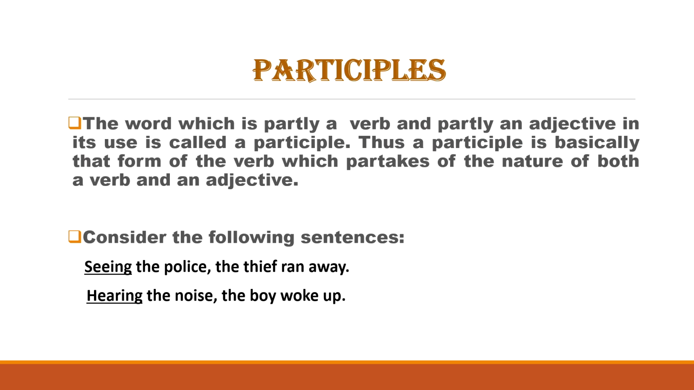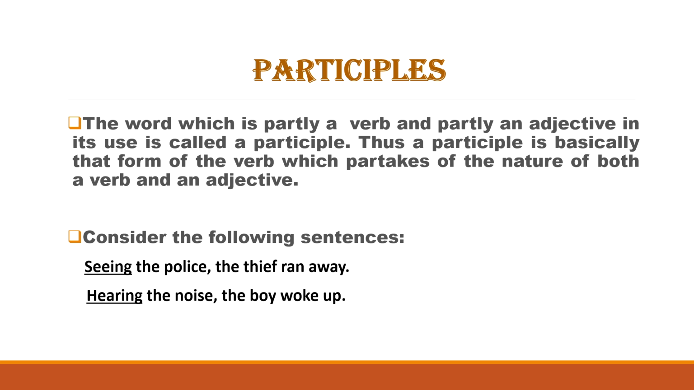Now, moving on, next is participles. The word which is partly a verb and partly an adjective in its use is called a participle. Thus, a participle is basically that form of the verb which partakes of the nature of both a verb and an adjective. Consider the following sentences. Seeing the police, the thief ran away.